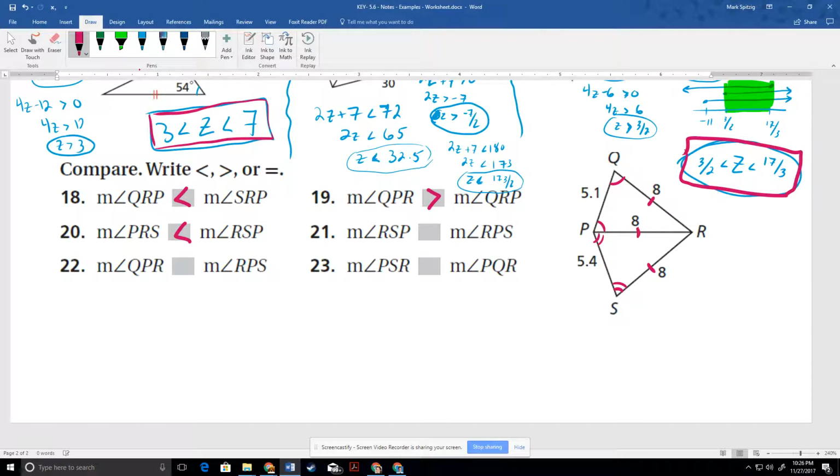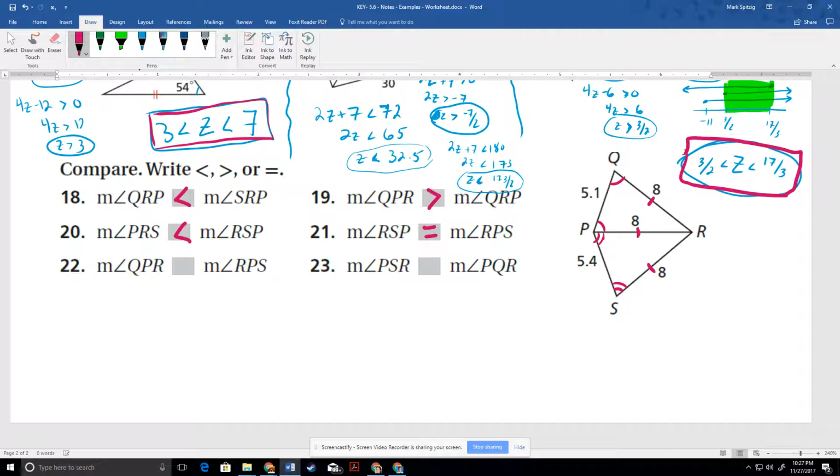RSP and RPS. So these two angles are going to be equal, right? RSP, yeah, because again, those are from our isosceles triangle. QPR and RPS. So these two angles here are what we're trying to compare.